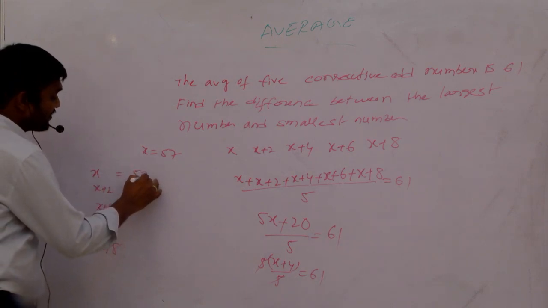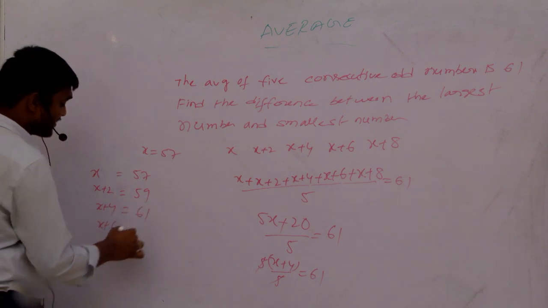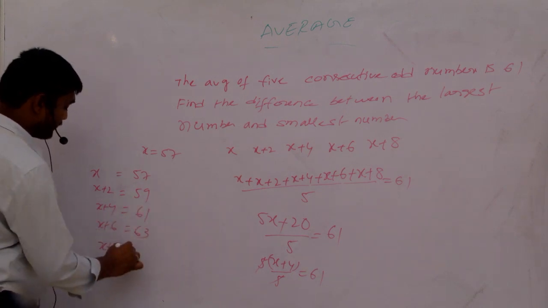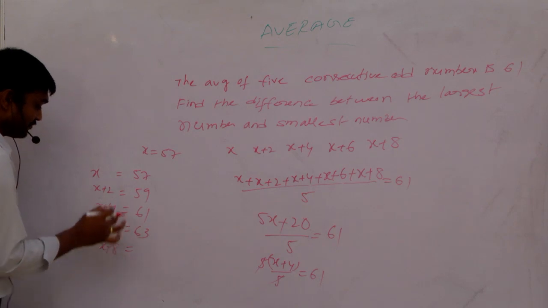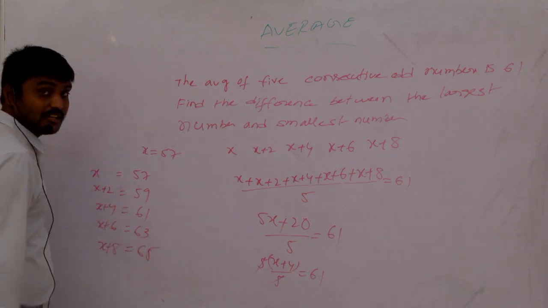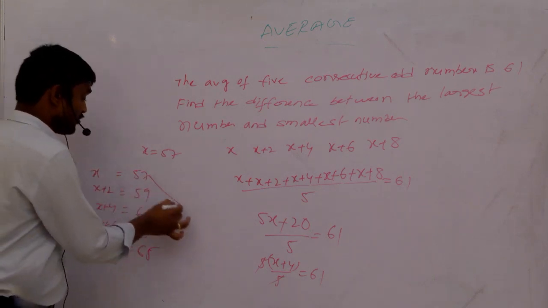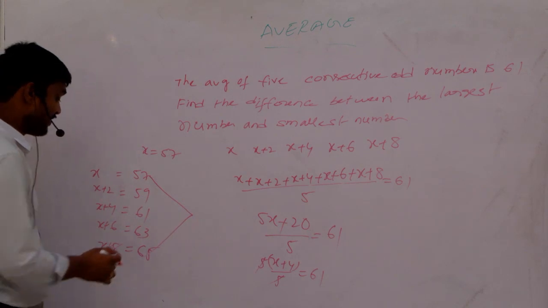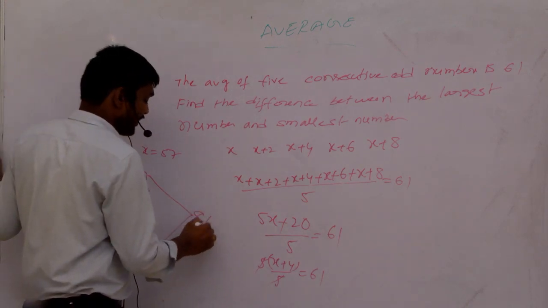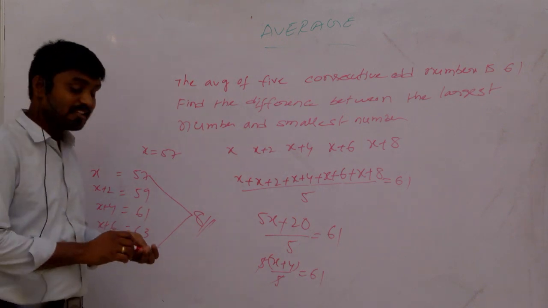So this is 57, 59, 61, 63, 65. He is asking to find the difference between the largest number and smallest number. So 65 minus 57, that is 8. 8 is the answer. So the next, another example.